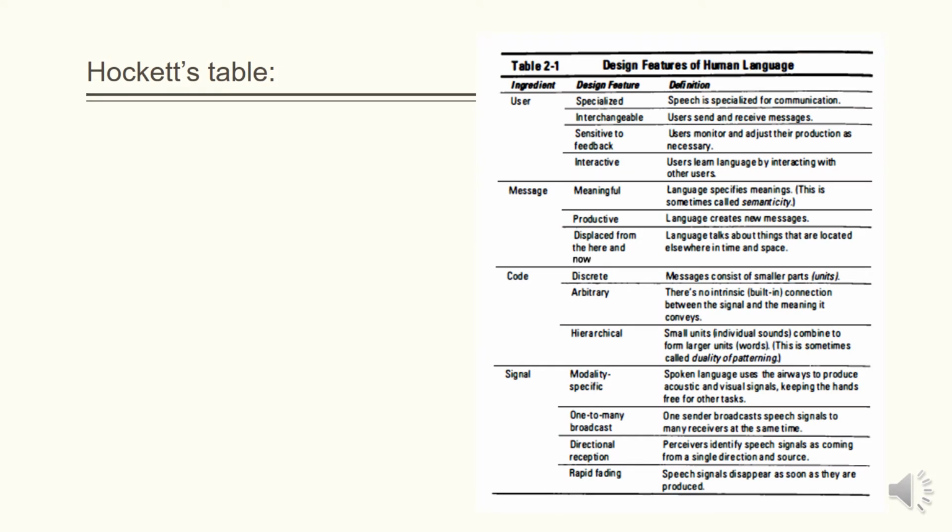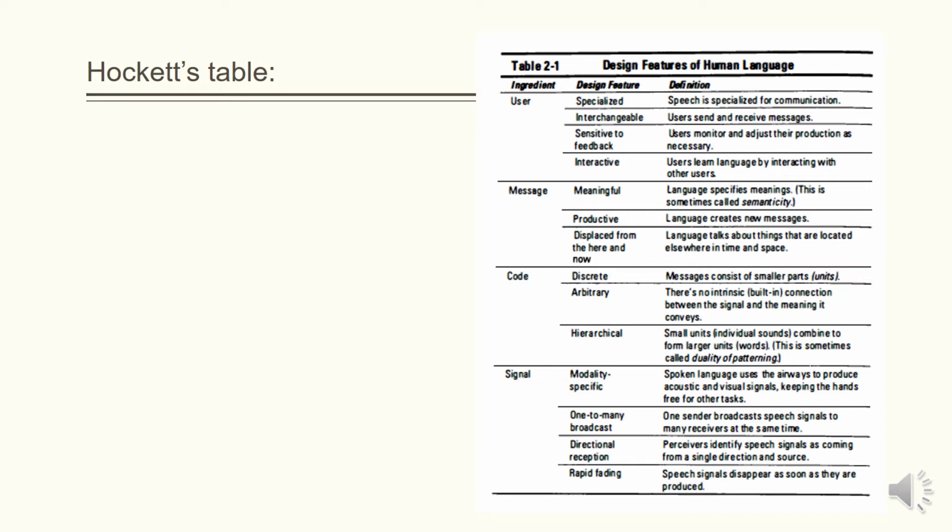Here we have Hockett's table. He developed this table in order to explain the design features of human language. Each feature belongs to one of the ingredients. So, for instance, we have the users. The users have 4 different design features: specialized, interchangeable, sensitive to feedback, and interactive. Those 4 features belong to the users.